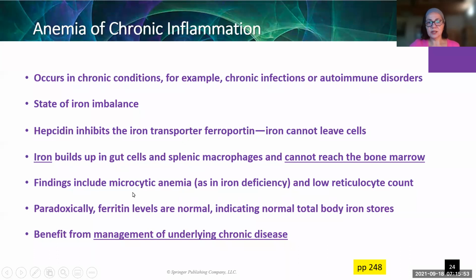So the cells that are going to be made are going to be microcytic, as if they had a real complete iron deficiency. The low reticulocyte count, they're not going to be making a lot of little red blood cells because they don't have the supplies. So here's the paradox. Ferritin levels are normal, but it's still a kind of iron deficiency. And the best management is to manage the underlying chronic disease to help reverse this problem.